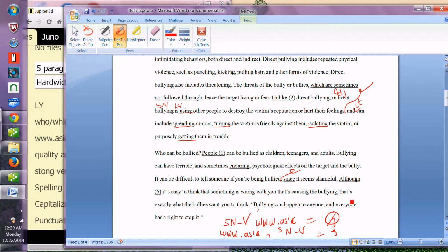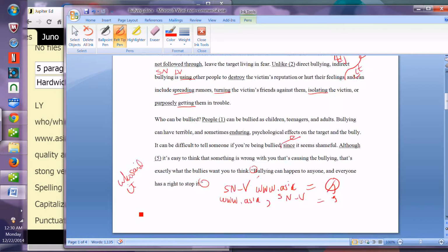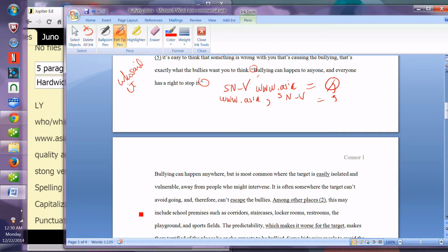Right here, when you put "bullying can happen to anyone and everyone has a right to stop it" in quotes, you have it in direct quotes, but we don't know who said it. So you need to put in who said it. Or you can make it an indirect quote and take the quotes out. So there's several ways to fix a lot of these things. Let's go down a little bit.